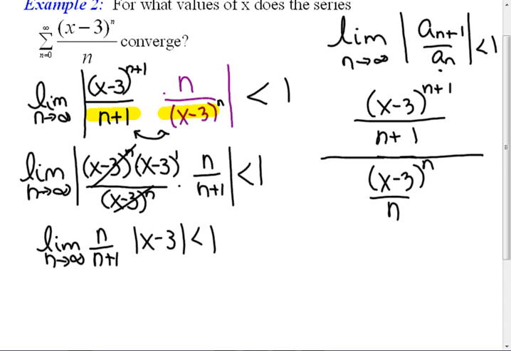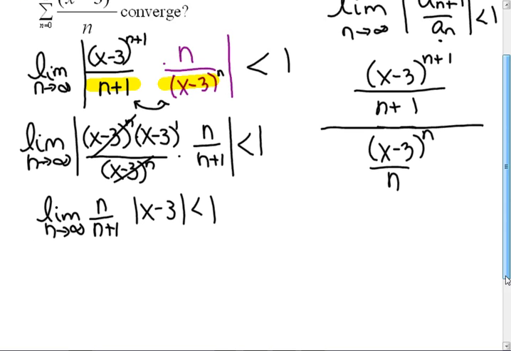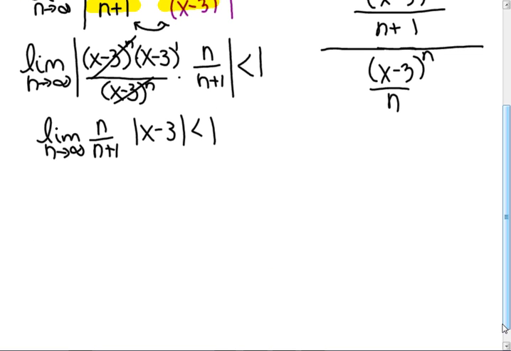The limit doesn't affect the x's. It only affects n's. So let me slide this so it's not so low on the board. Okay, and what is this limit? It's 1. So I get this inequality: the absolute value of x minus 3 is less than 1. This is centered at 3.